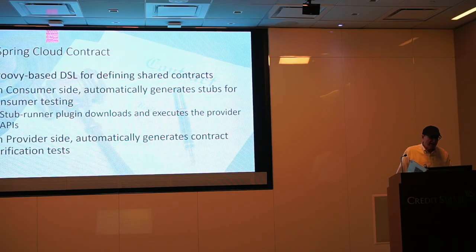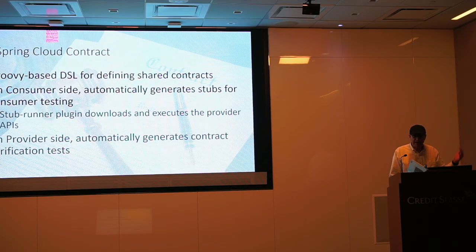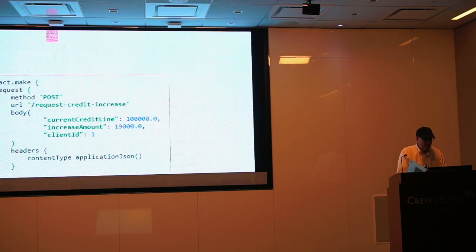Now, what Spring Cloud Contract adds is a Groovy-based DSL for defining shared contracts. It's really easy to use. Even if you don't know Groovy, it's just a simple DSL. We saw examples of that. On the consumer side, it automatically generates those stubs, and it automatically kicks off WireMock. The stub runner plugin really is just a wrapper around WireMock. And on the provider side, it automatically generates these tests. We didn't look at those tests, so I'm going to look at them right now.